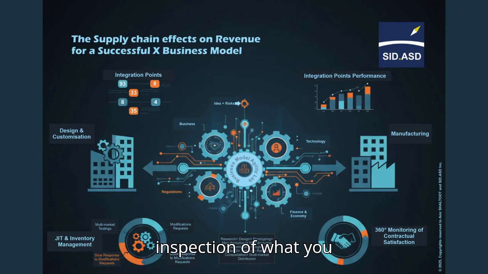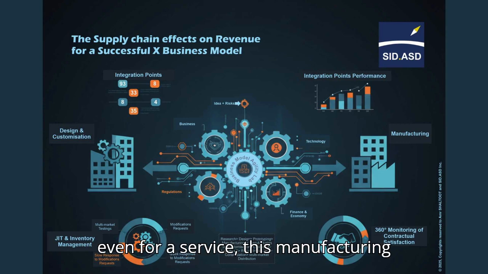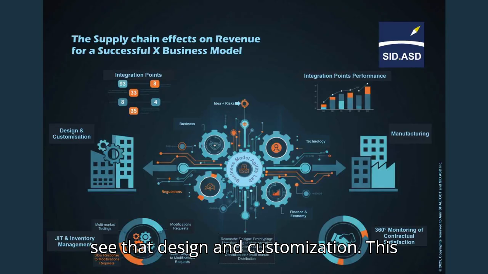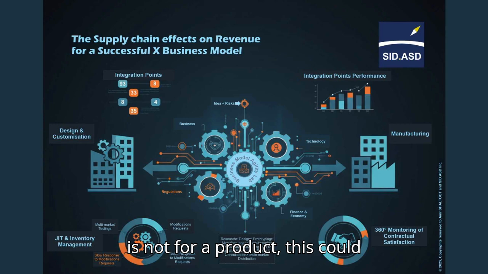inspection of what you will, I don't want to say you must, actually you must reach a sort of this manufacturing, even for service, this manufacturing model. So I call it the Business Model Agility Lab. So if you look at the farthest right corner of the right side of the slide, you will see the design and customization. This is not for a product, this could be for a service.